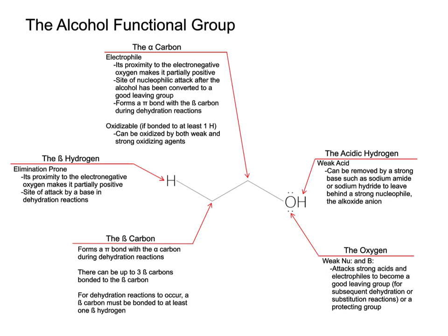Next, let's look at the hydrogen that's bonded to the oxygen. This hydrogen is a weak acid. Alcohols tend to have a pKa of about 16, which means that if we're going to remove this hydrogen in an acid-base reaction, we need a fairly strong base to do so. Some good options are sodium amide or sodium hydride, so NaNH2 or NaH. When the hydrogen is removed in this acid-base reaction, it will leave behind a strong nucleophile, known as the alkoxide anion. Beyond that oxygen and hydrogen, we'll move on to the alpha carbon, the beta carbon, and the beta hydrogen.